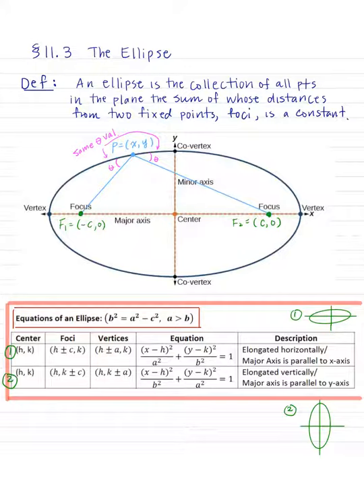There are two types of ellipse. The first equation is the squashed down ellipse, and the second equation is for the tall ellipse. And again, don't worry about memorizing it because I will give you this chart as well when you take your exam. Let's do some examples.